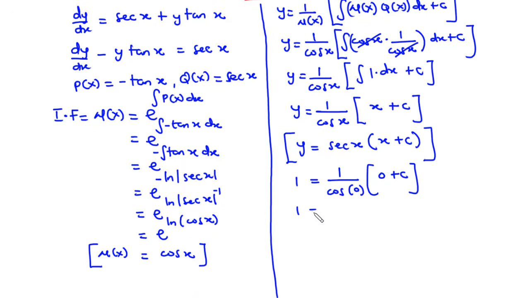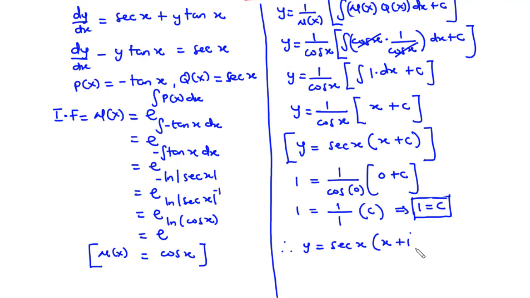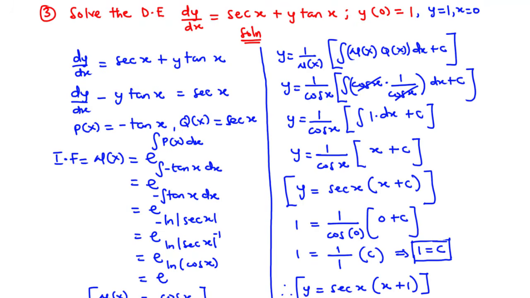So we have 1 equals, now cos 0 is 1. So we have 0 plus c is still c. Therefore, this becomes 1 equals c. So we have the constant c to be 1. Therefore, coming back to the general solution, we have y equals sec x into bracket x plus 1. So this happens to be the particular solution of the differential equation, given that the initial condition y of 0 is equal to 1.